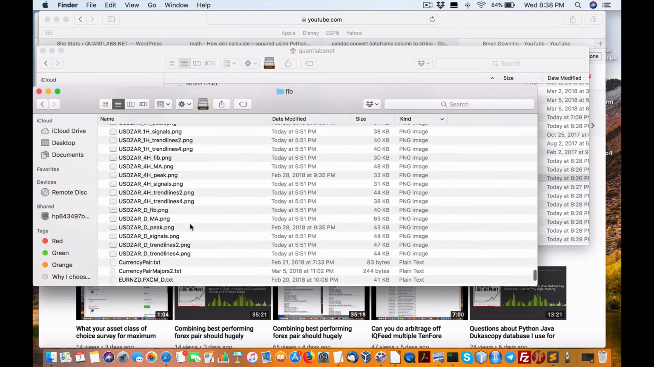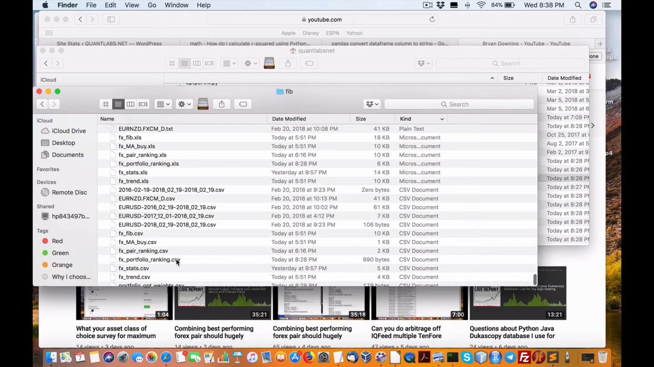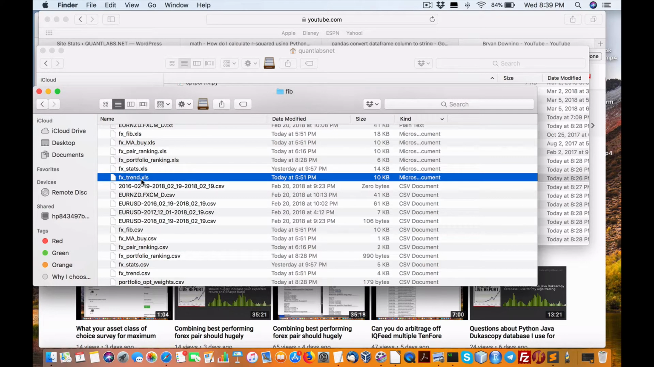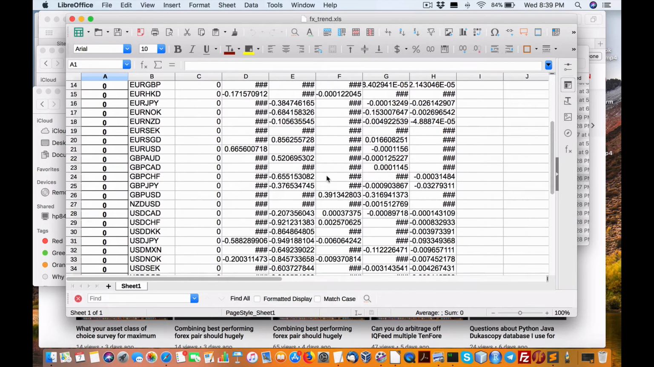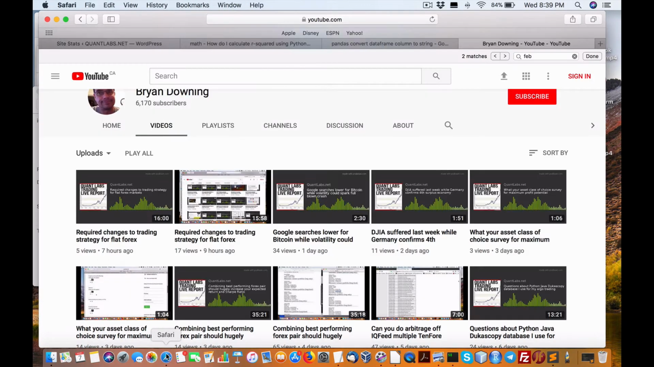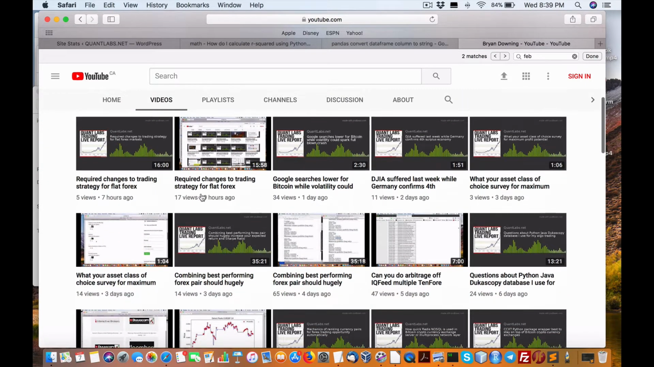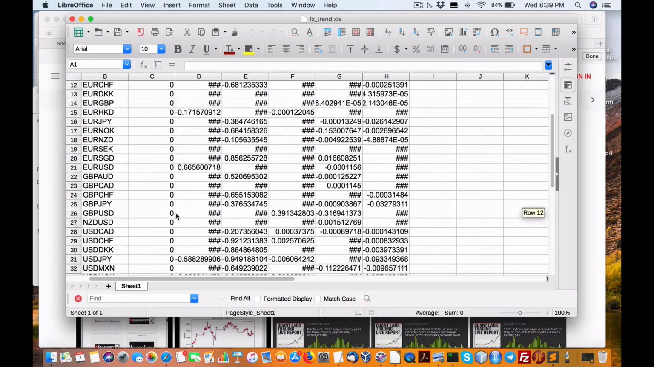So the script will generate either an XLS Excel spreadsheet from the analysis, or it will generate a CSV, one or the other. So if we just focus on the trends spreadsheet, what you'll find here is, and the other thing is, if you have not seen the video I put out earlier today, again, that required changes to trading strategy for flat Forex. One thing I mentioned in there is I've expanded the currency pair selection to 35.